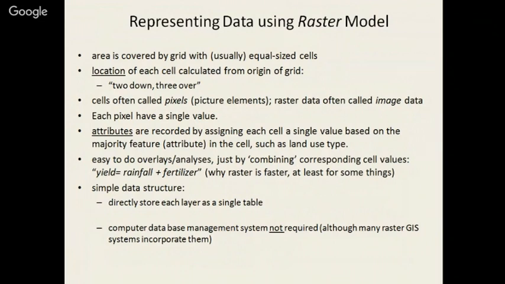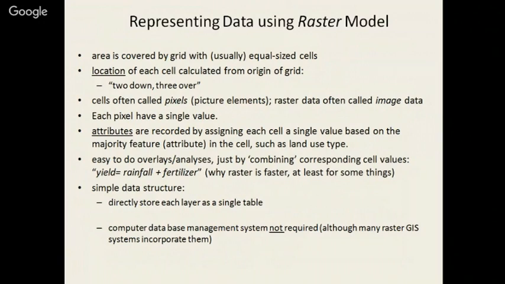This helps us to combine and analyze data in a faster manner, which is why rasters are often called the faster one when we talk about bringing things into practice. Relative to the vector model, it's much faster. It has a simple data structure and is directly stored; each layer is a single table.